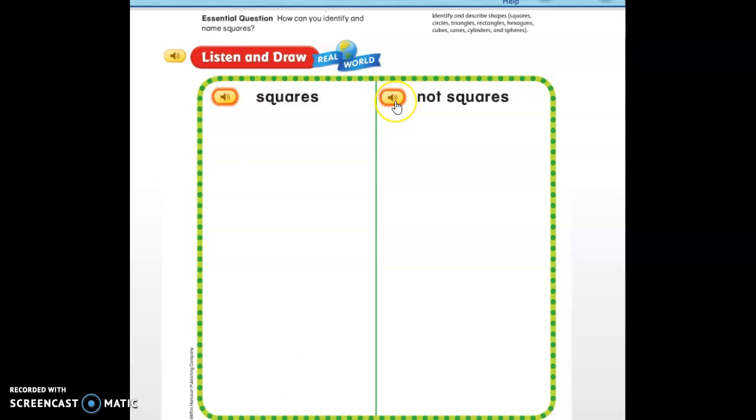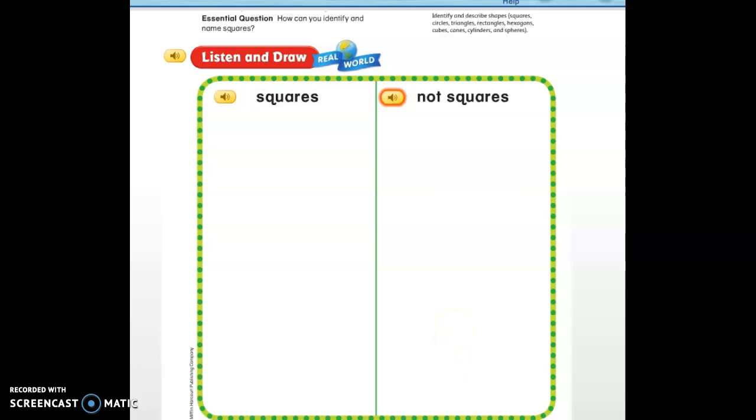And then we're going to come over to this side. Let's see what it says. Not squares. On this side, I want you to draw me any shape that is not a square. So that means it's not going to have four equal sides. Could have four sides, but they're not going to be the same. So think of a shape that is not a square and draw it for me on this side.